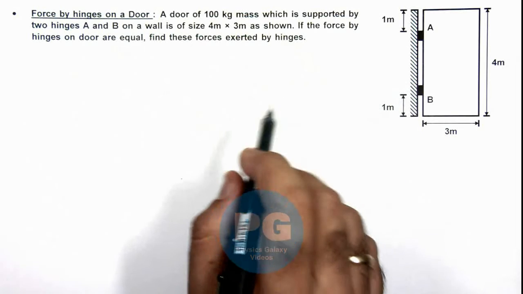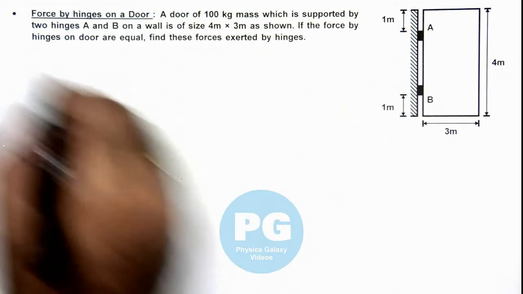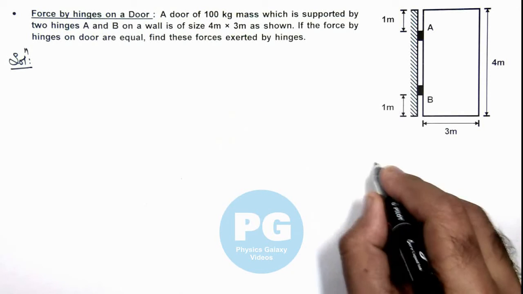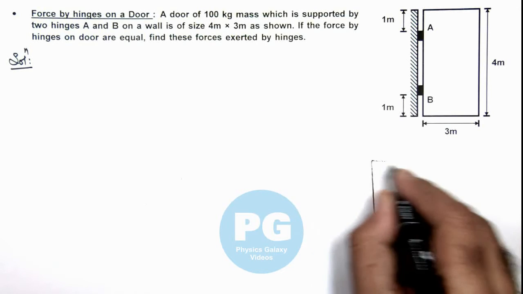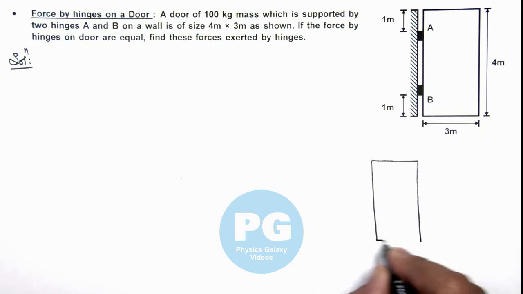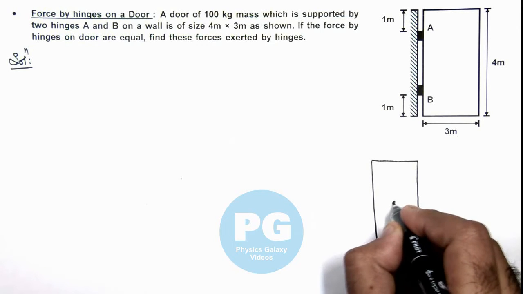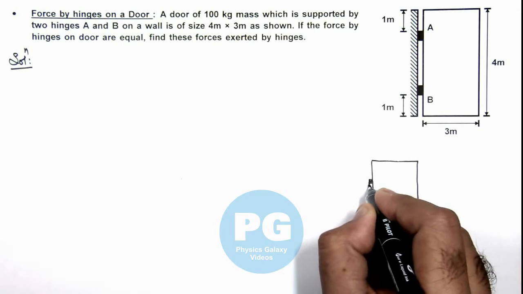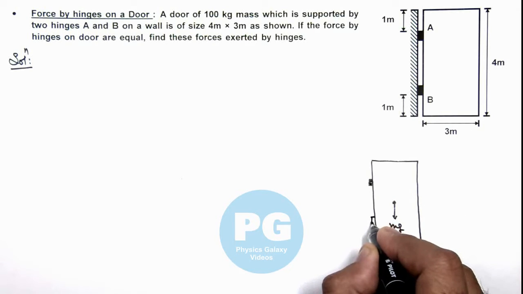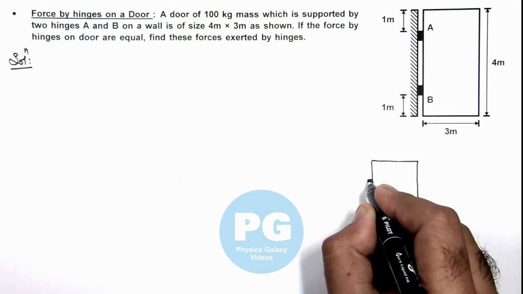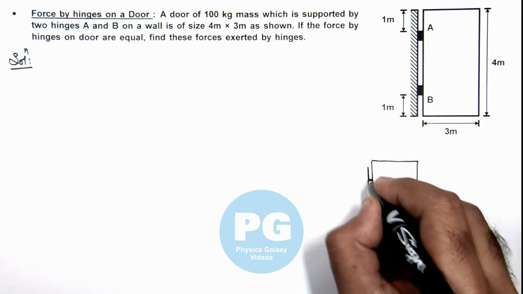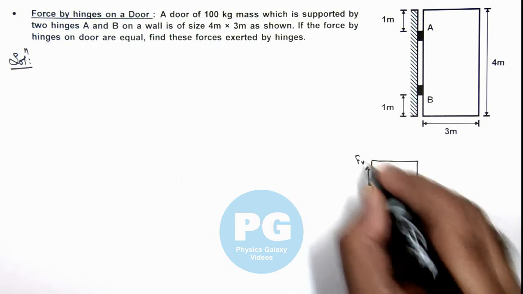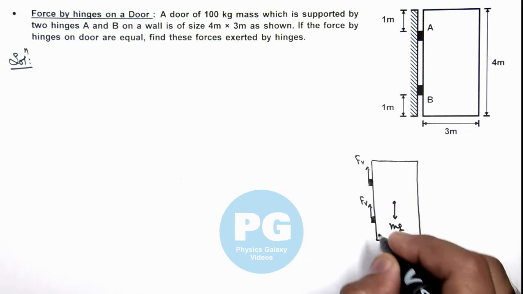exerted by hinges. Now, in this situation, we can first redraw the figure and the forces acting on the door for analysis and better clarity. This is the door. At its center of mass, its weight mg will be acting. And for these two hinges A and B, here we can see to balance the weight, a vertical force will be applied by the hinges on the door. And these we can write as FV and FV, as these two must be equal.